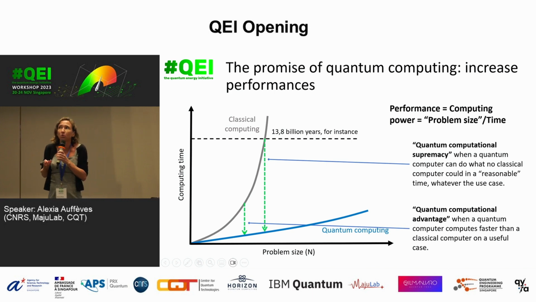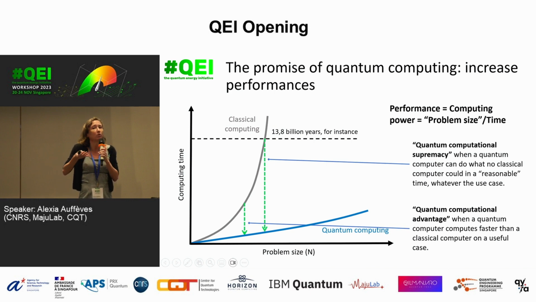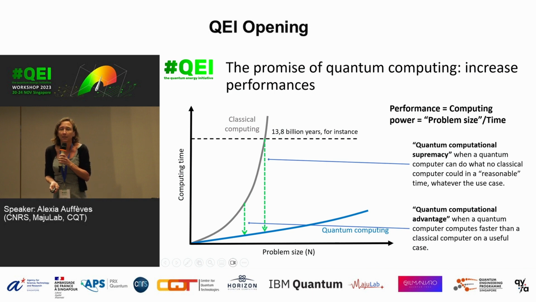The regime of what is known as quantum computational supremacy, where a quantum computer can do what no classical computer could execute. And since supremacy is not a word that is politically correct, now we rather like to say quantum advantage. So when a quantum computer computes faster than what a classical computer can do. Okay? So that's the promise.